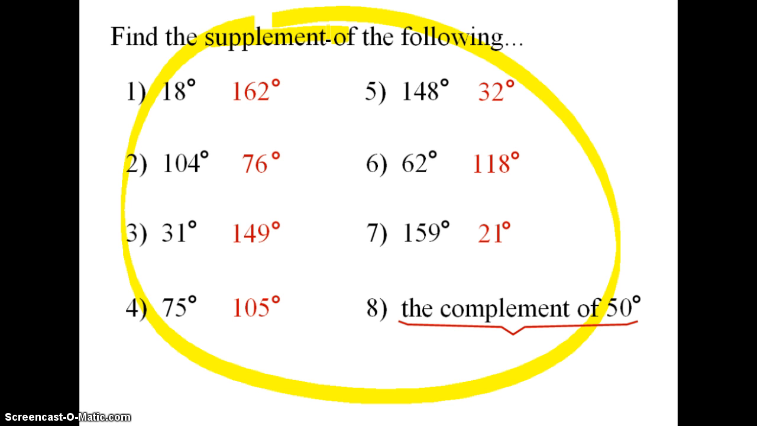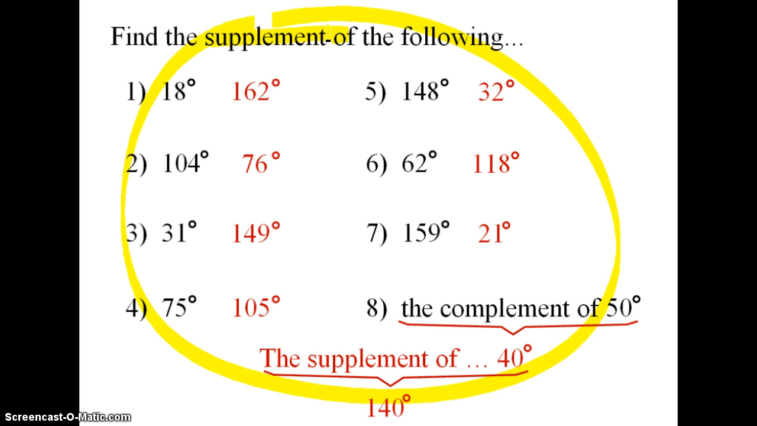How did you do? Was number 8 a little bit tricky? Okay, well the complement of 50 was 40, so then the supplement would be 140 degrees. So number 8 was kind of tricky. You're actually finding another angle in number 9, and all they give you is the complement. So if the complement of 50 means it adds up to 90, then that missing one was 40. Then we have to find the supplement of 40, which is 140.